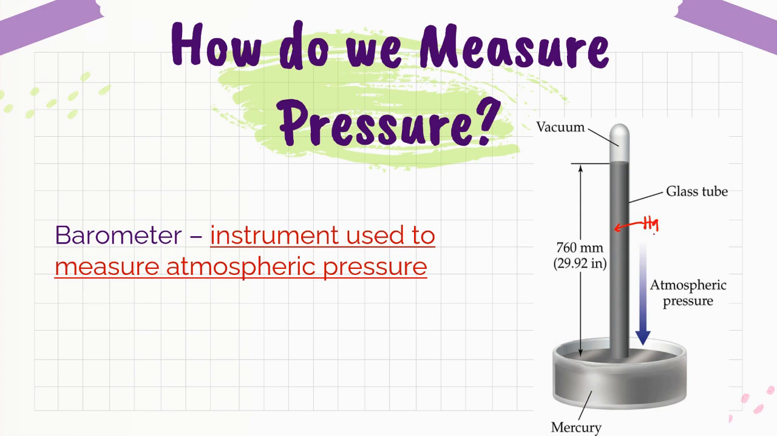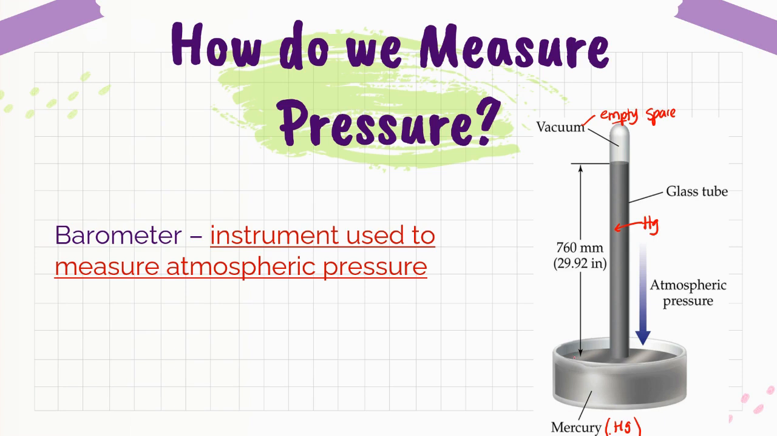The symbol for mercury is Hg. So there's mercury throughout the entire thing. And then there's a vacuum up here. This just means there's empty space. There's nothing in there. They've removed all of the gas. So it's just empty space.